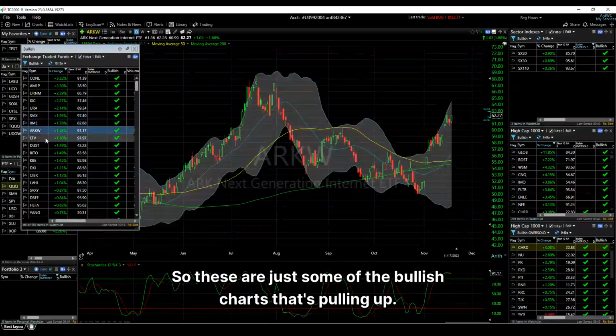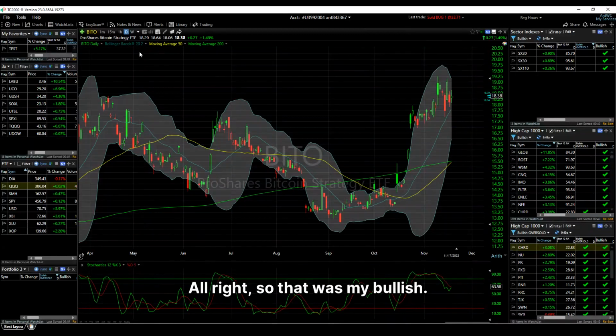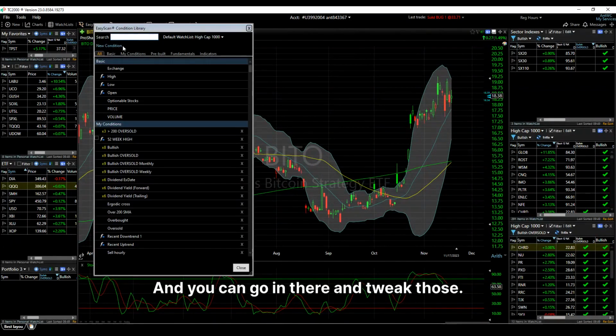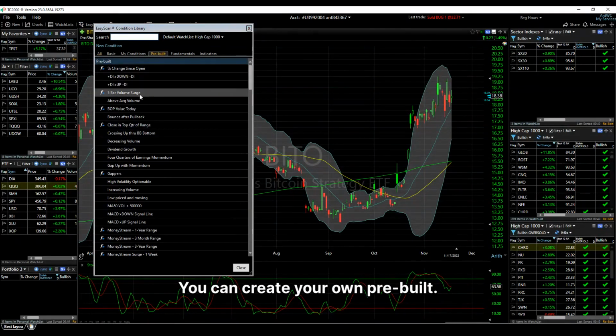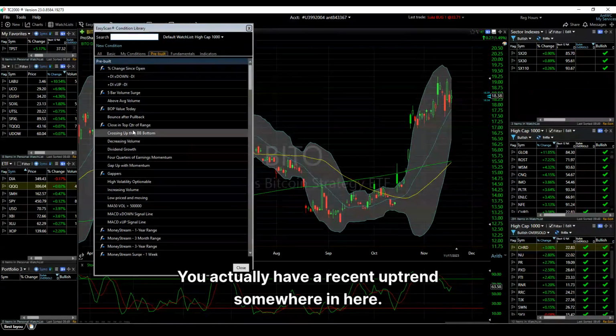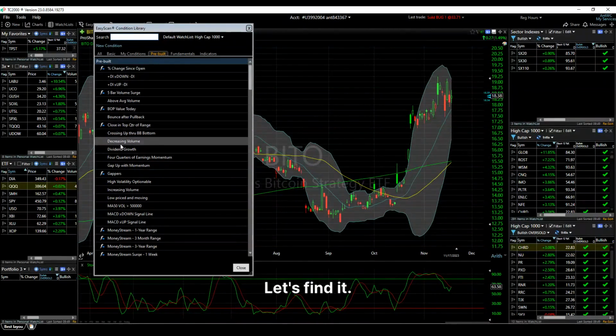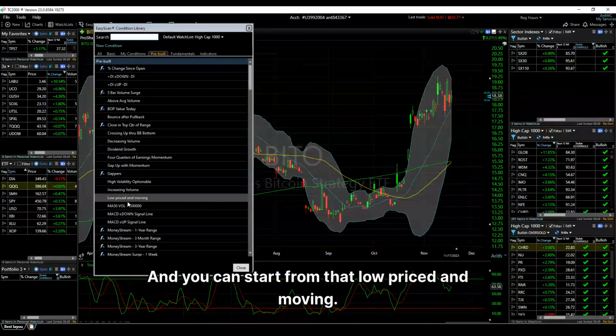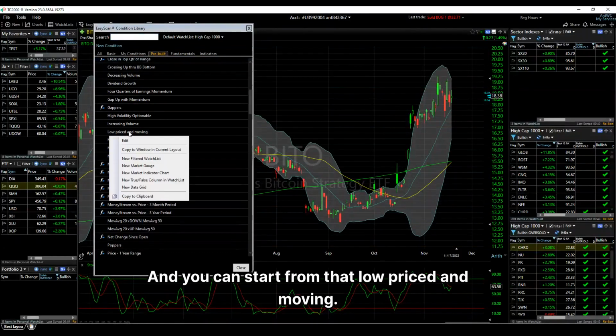So these are just some of the bullish charts that it's pulling up. All right, so that was my bullish scan, and you can go in there and tweak those. You can change the closes. You can create your own pre-built. You actually have a recent uptrend somewhere in here. Let's find it, and you can start from that low priced and moving.